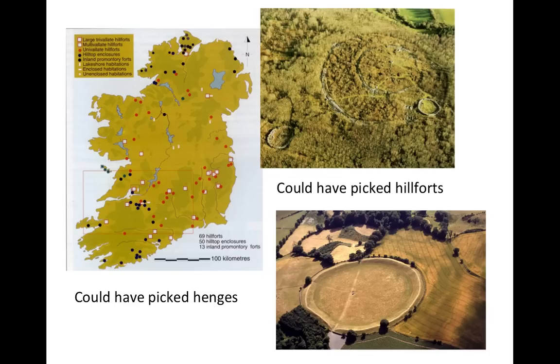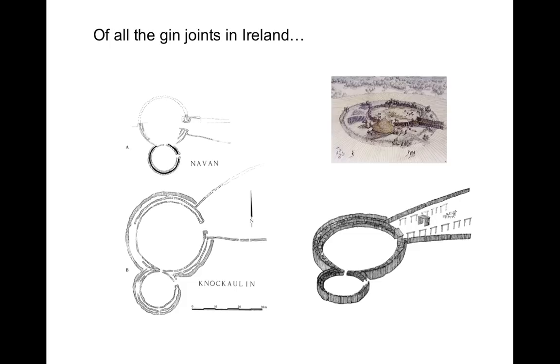When the Uí Néill were trying to come up with, let's make a five-province scheme, and we'll put a capital in each one of them, they could have picked the henge monuments scattered all over. They could have picked the hill forts. They had 105 of them to choose from. A henge monument would be like the Giant's Ring. But of all the gin joints in Ireland, they picked the Iron Age monuments that carry the name of the capitals into the medieval period.